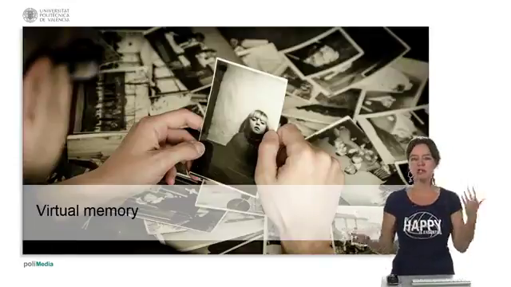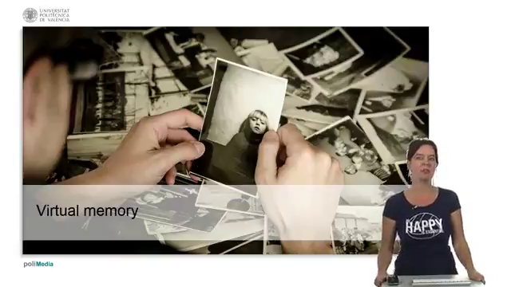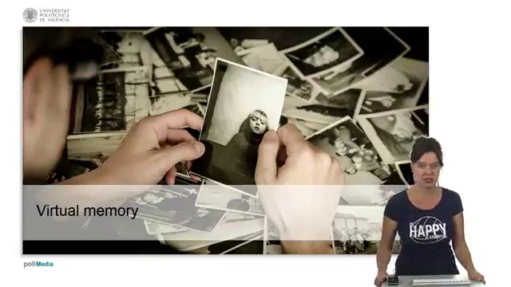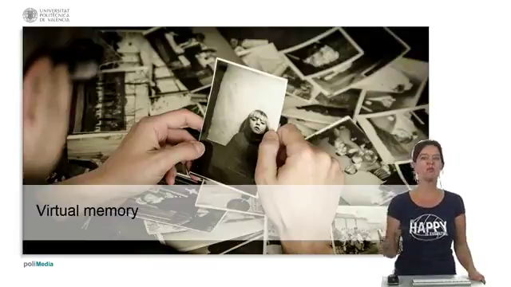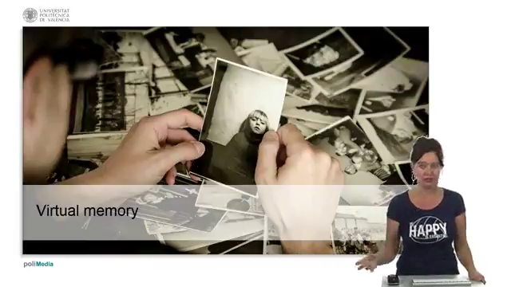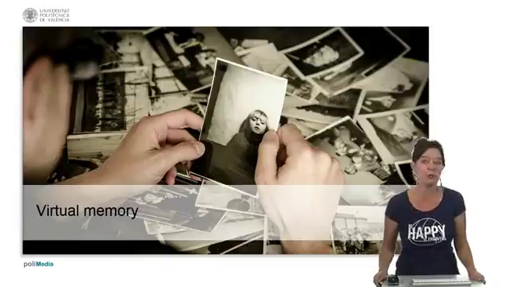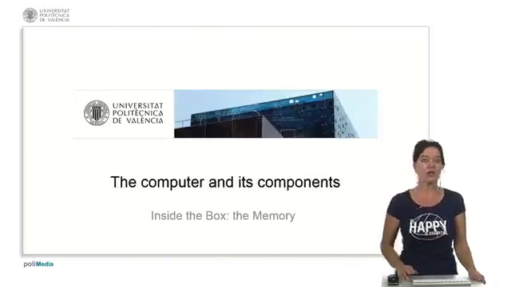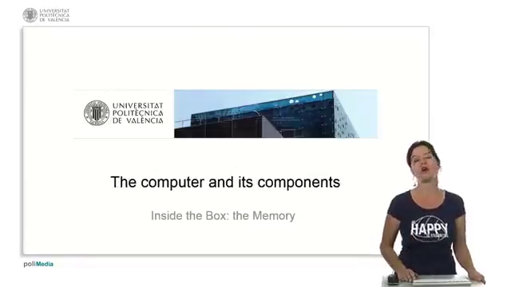To manage all this process, the operating system organizes memory assigned to different applications in pages that can be moved between RAM and hard disk. This is called memory pagination. The files where RAM content is stored on the hard disk are called page files or just swap files. So this has been the memory, where we looked inside the box of the computer.